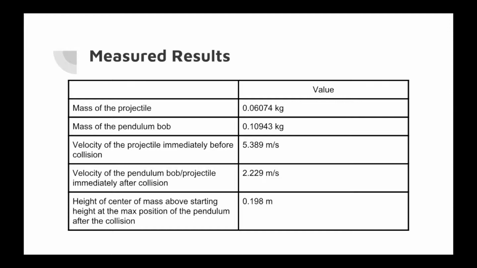The velocity of the projectile before the collision and after was determined using Tracker analysis to be 5.389 meters per second before the collision and 2.229 meters per second after. The maximum height of the pendulum after collision was also found using Tracker to be 0.198 meters above its initial position.